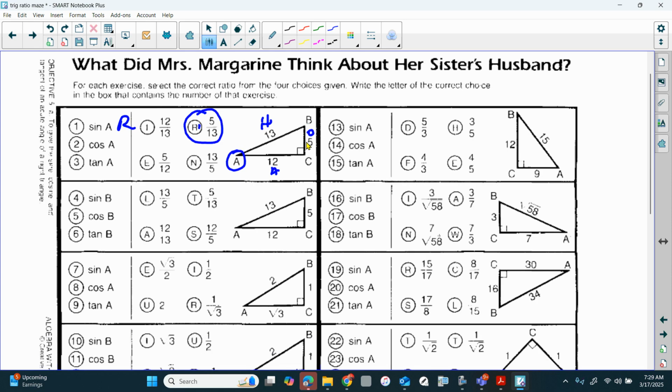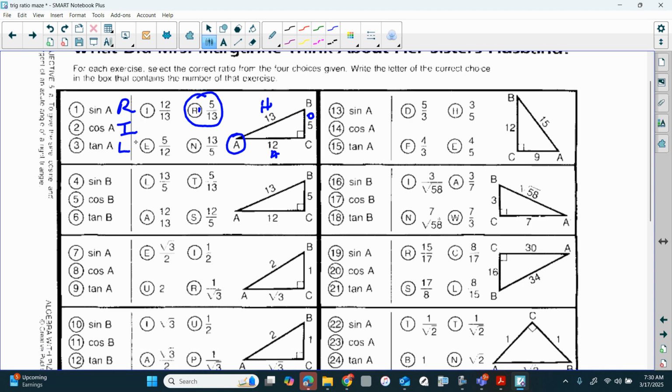Then now they want us to do cosine of A, which would be adjacent over hypotenuse. That's the 12 over 13. So this is going to be my I. And then my tangent, which would be opposite over adjacent. That would be my L. So we're going to fill those letters here at the bottom.